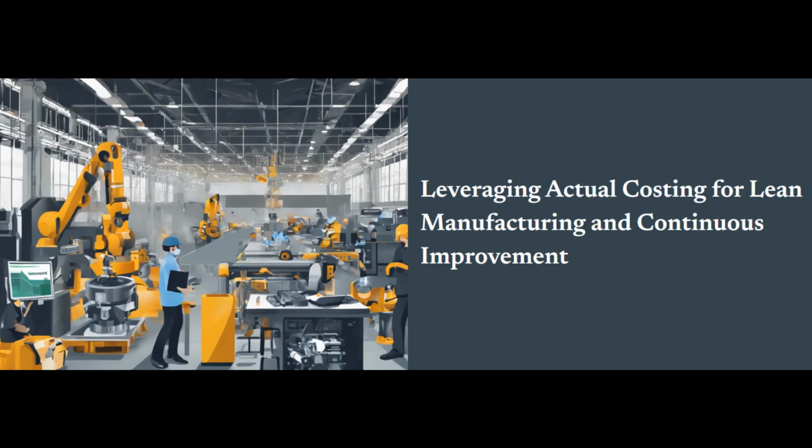In contrast, actual costing data can serve as a powerful tool in the lean manufacturing arsenal, enabling organizations to identify and eliminate waste. The detailed cost data provided by actual costing can help pinpoint areas of waste, whether it's excessive material consumption, inefficient labor utilization, or suboptimal equipment usage. This information can then be used to implement targeted improvements and eliminate non-value added activities.